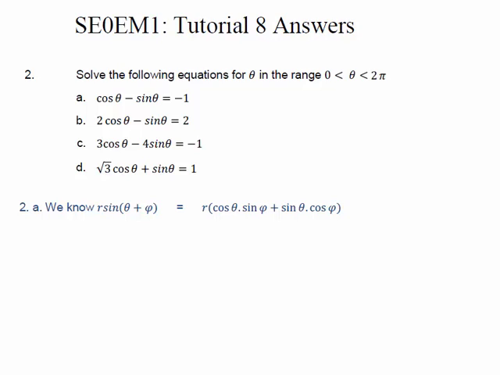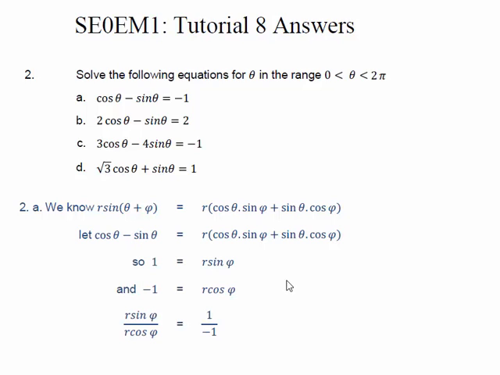So we know that r sin(theta plus phi) is equal to r(cos theta sin phi plus sin theta cos phi). So if we let cos theta minus sin theta equal that, we can see that we've got cos theta here and a cos theta here, so r sin phi is equal to 1, and we've got sin theta here and sin theta here, so r cos phi is equal to minus 1.